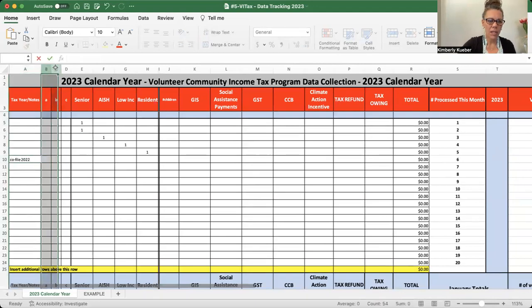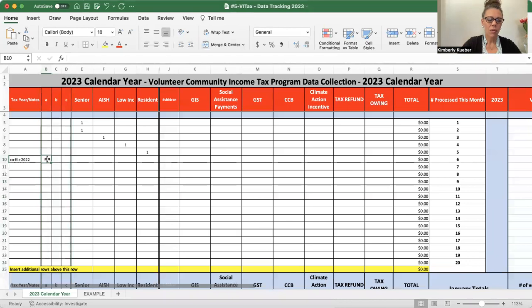These 3 columns here are about community of residence. So then you would put the number 2 because it's 2 people. And then under here, the total should be 2. So in this situation, if they're both seniors, you put a 2. If we have another co-file situation and that one is a senior and one is a resident, you just put 1 under each.